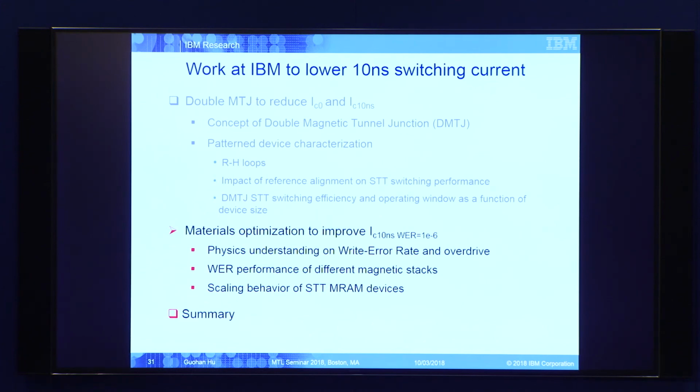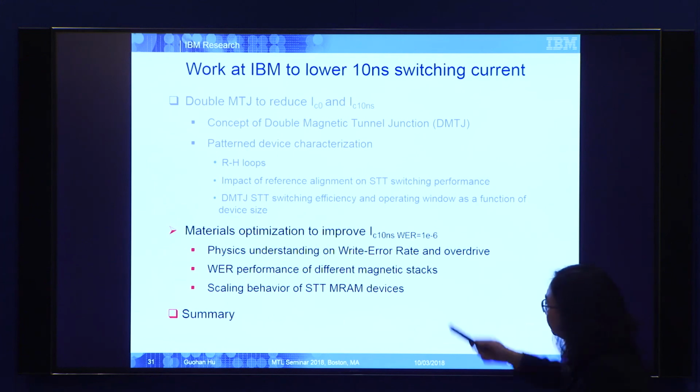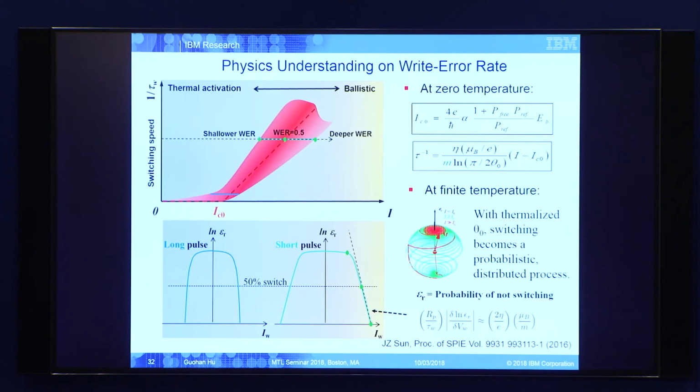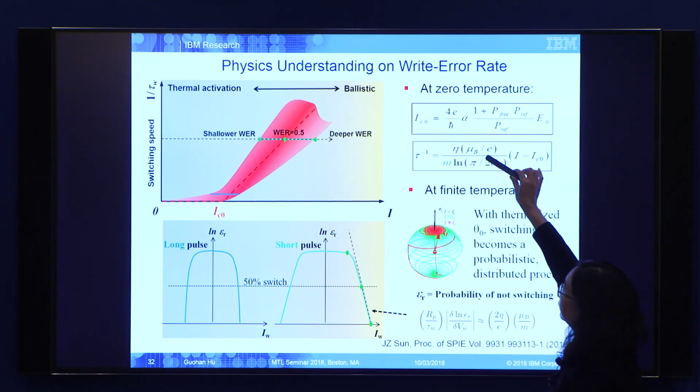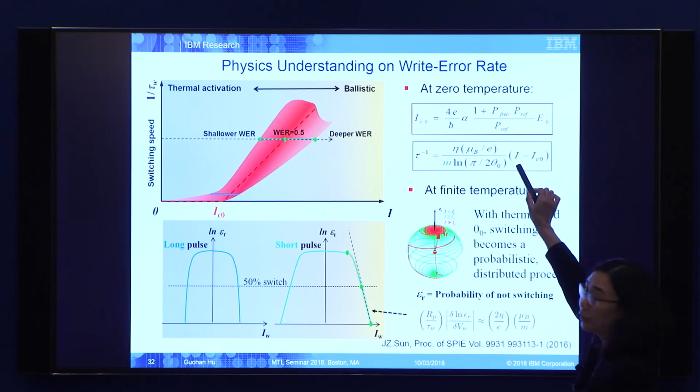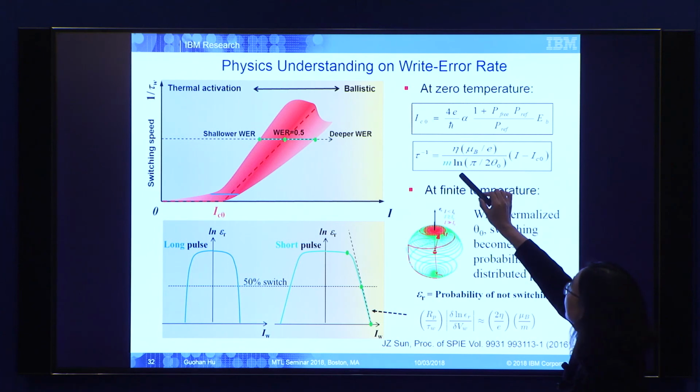Then let me move on to the second part of the work from IBM. This is to improve the reliability of writing. Let me explain what it means. This is the equation of switching speed, as a function of current. As we said earlier, if you want to switch fast, you have to give it more current. There's also another term here.